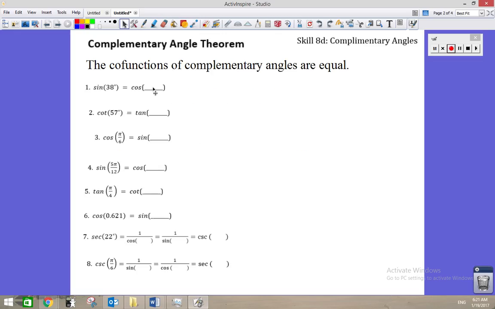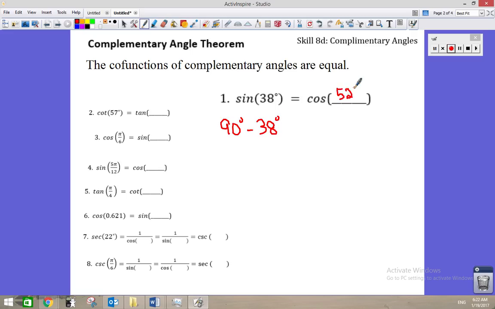So it's asking us to determine the sine of 38, not the actual ratio, but to find another trig function that's equal to the sine of 38. Well, complementary angles add up to 90 degrees, so if we take 90 degrees minus 38 degrees, then we'll have 52 degrees. And since sine and cosine are cofunctions, and 38 degrees and 52 degrees, if I've done my subtraction right here, are complementary, there's our answer for number one.